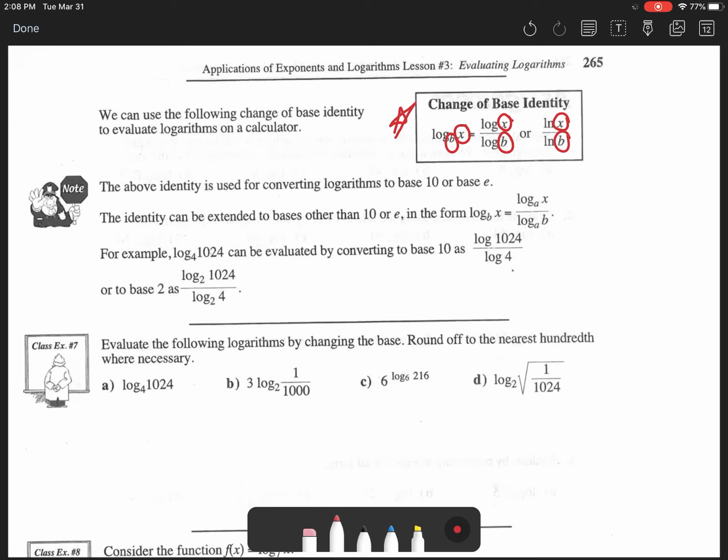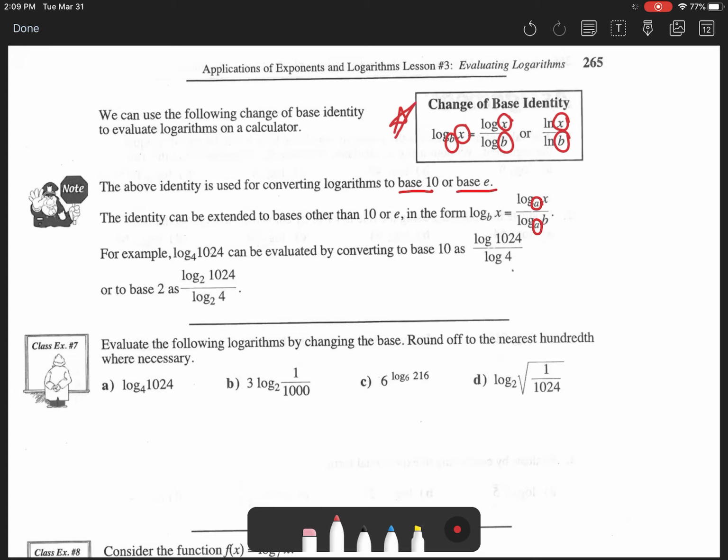So the important things here with the guy with the fake stop sign, it says the above identity is used for converting logs to, again, base 10 or base e. So that's what we use our calculators for. This identity can be extended to bases other than 10. So you can use any base you really want. Here they use a base of a, but you're going to want to stick to 10 or e for the most part because, like they mentioned, it's easy. We can use our calculator to help us evaluate in those cases.